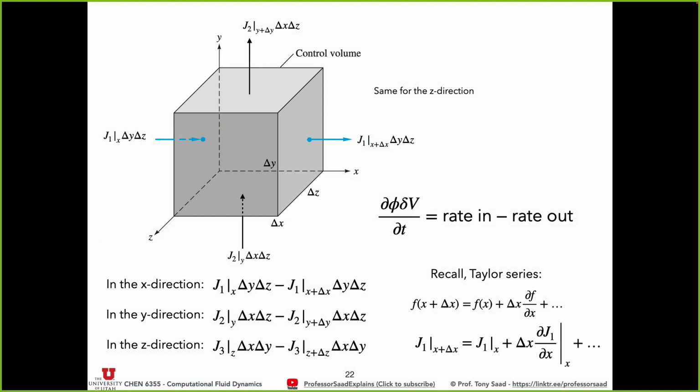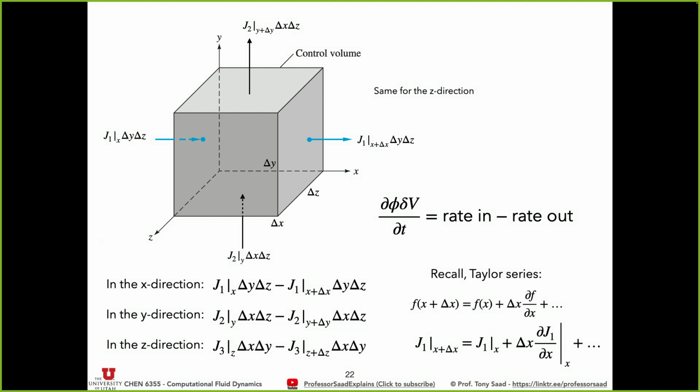Okay, so when you apply this Taylor series to J1 at x plus delta x, or J2, J3, etc., you'll get J1 at x plus the distance between this face and that face, okay, times the slope or the rate of change of J1 with respect to x. Because that's what happened. What happened to J1 as it moved from the left face to the right face?